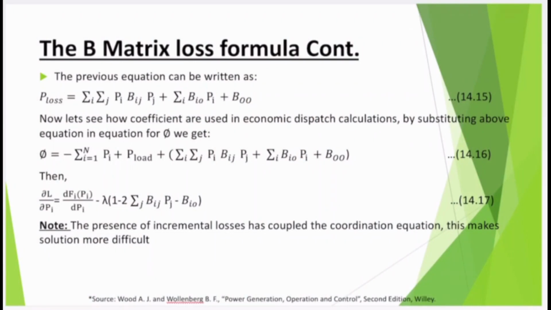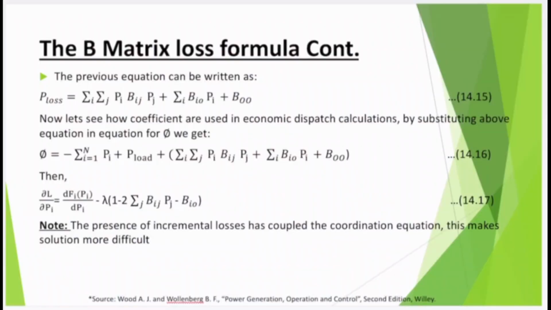The previous equation can now be rewritten as P loss, which is the summation over i, j of Pi Bij Pj, plus the summation over i of Bi0 Pi, plus B00. Now if you substitute this equation, my phi equation will be minus the summation from i equal to 1 to n of Pi plus P load, plus the loss equation derived from 14.15. If you differentiate these equations, you will get dF upon dP minus lambda times 1 minus 2 summation over j of Bij Pj minus Bi0, because of the square. Then this equation 14.17 becomes a standard equation for me to solve further.